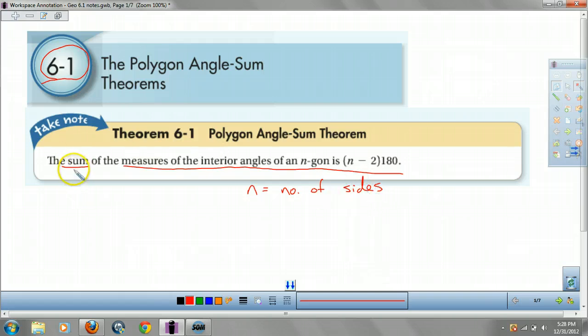Now, remember, sum means you add them all up. So think of a triangle, right? A triangle has 3 sides. What's the interior of a triangle add up to? Well, 180, right? And that's because 3 minus 2 times 180 is 180.